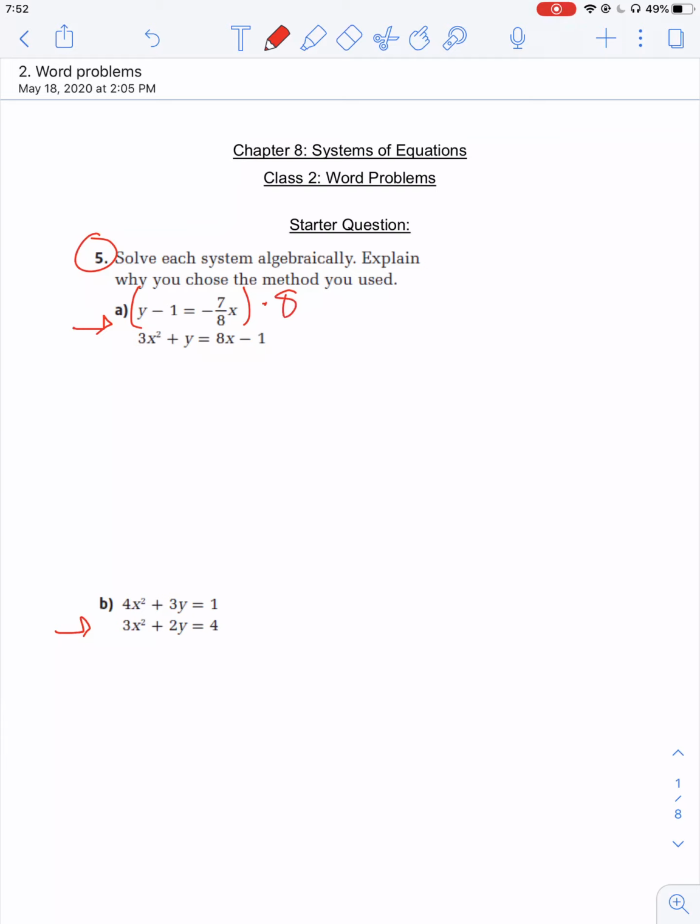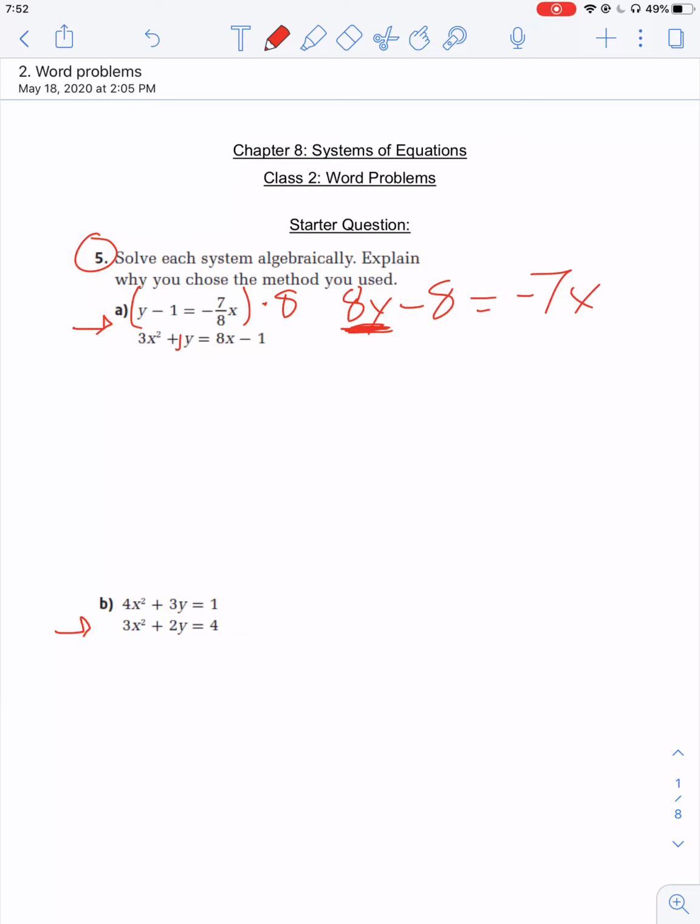Okay, so when you multiply the whole equation by 8, the y will become 8y, minus 1 will become minus 8, and then minus 7 over 8 will just become minus 7x. Now this will become your top equation. Now, I would go with substitution, but I'm not going to solve for y in the top equation. Why? Because if I solve for y, I'm going to have to divide by 8 to get y all by itself. So that wouldn't be a wise thing to do.